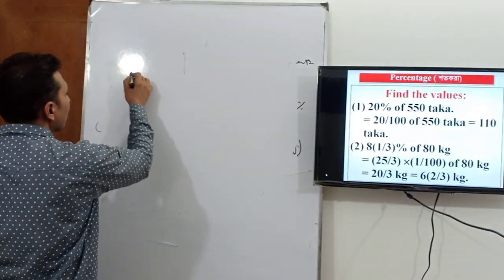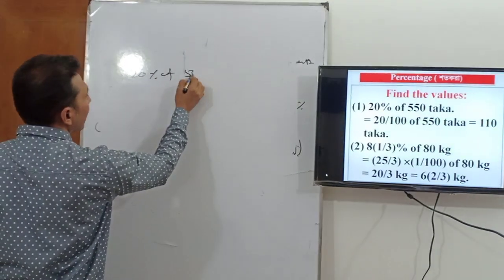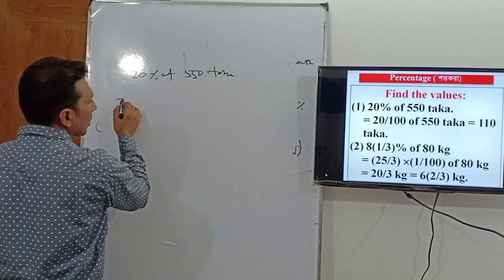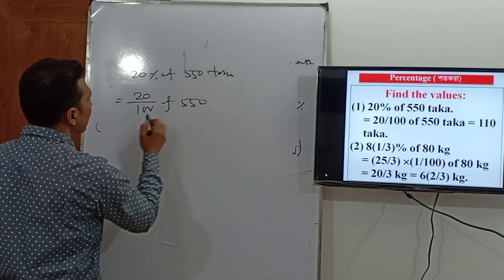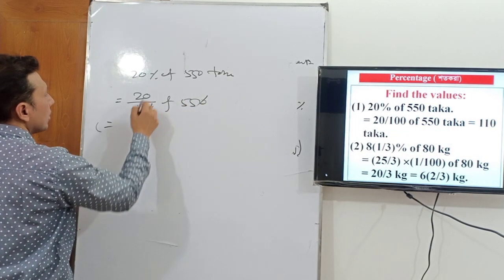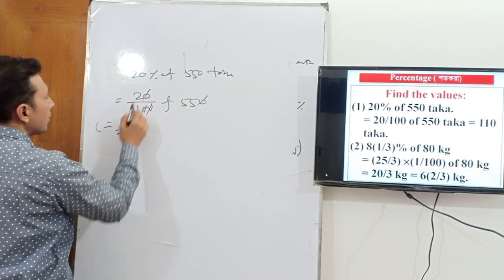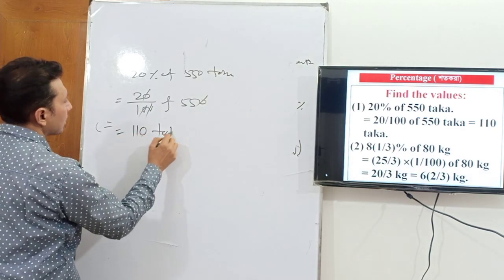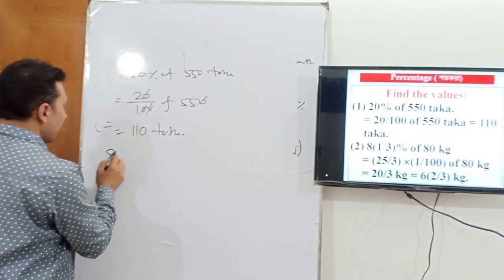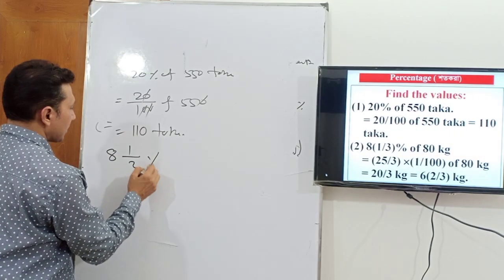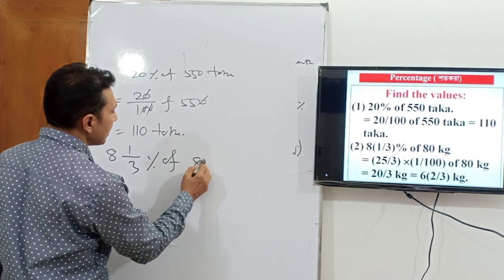The 20% of 550 taka. Okay, so 20%, that means 20 by 100 of 550, equal to 55 into 2, 110 taka. So then next is 8 whole 1/3% of 80 kg.